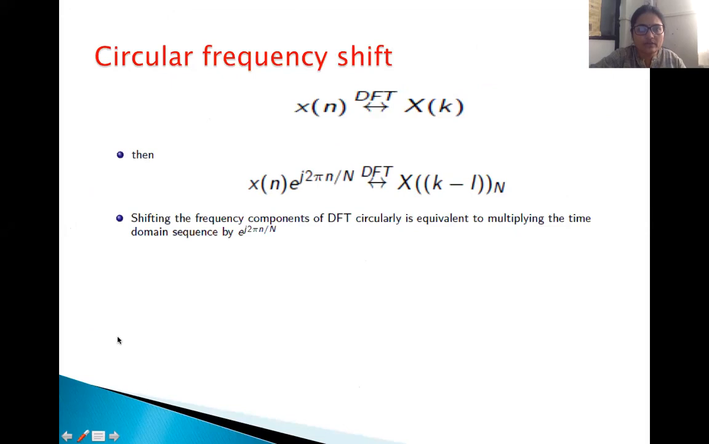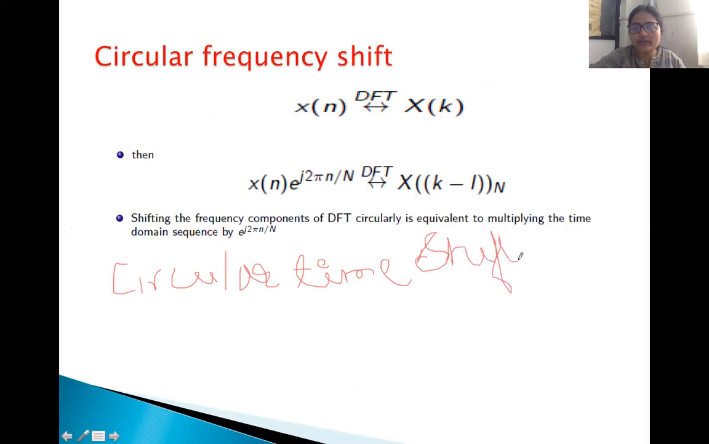Circular time frequency shift. Similarly, there is a circular time shift property. It says that if we multiply DFT values by the complex exponential, it will result in shifting of the sequence in the time domain.